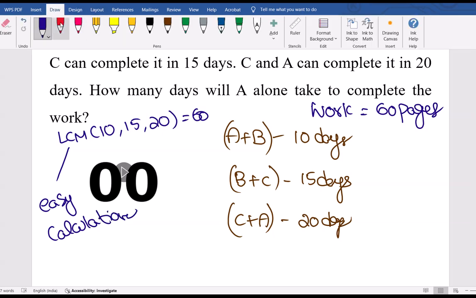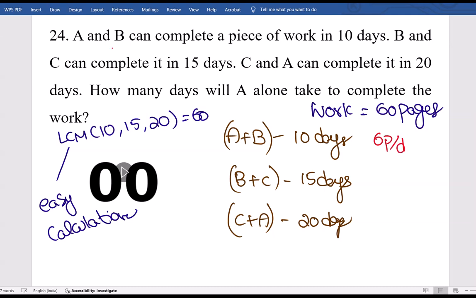Now 60 pages in 10 days means you are typing 6 pages per day. 60 pages in 15 days means you are typing 4 pages per day. You have to type 60 pages in 20 days means 3 pages per day. But the 6 is by whom? 6 is by A and B. 4 is by both B and C. 3 is by both C and A.